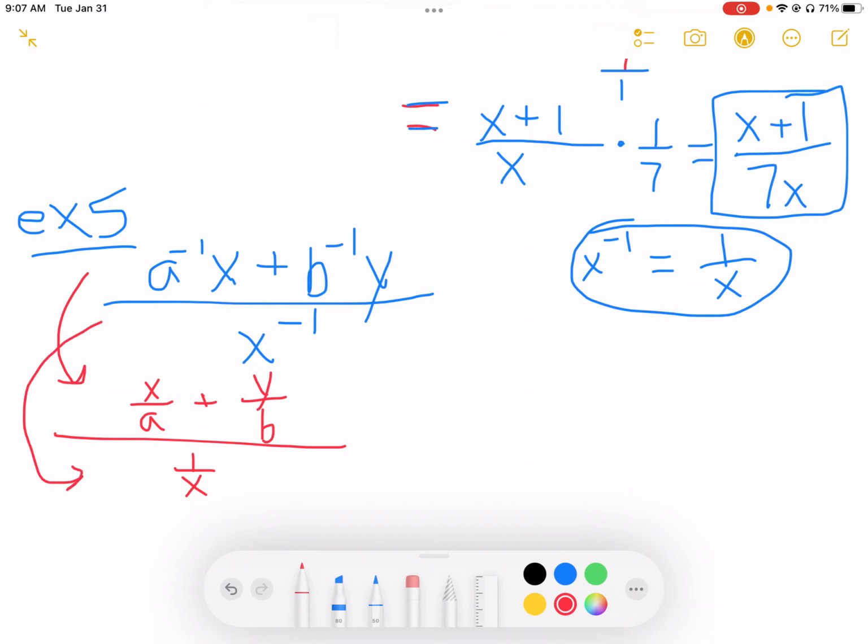Then if I want to add these, and I'll use a different color here, I want to add x over a to y over b. So they have to have the same denominators.